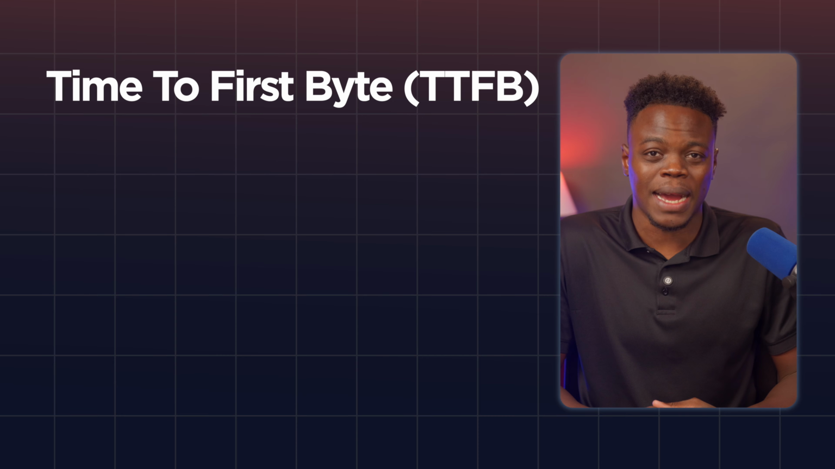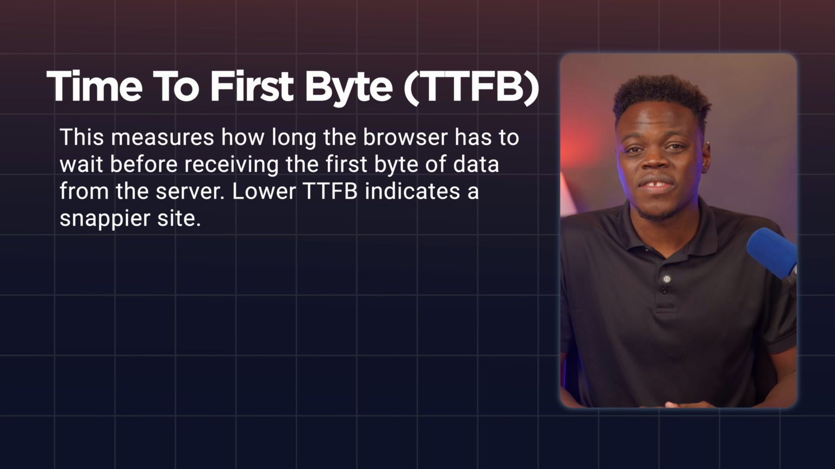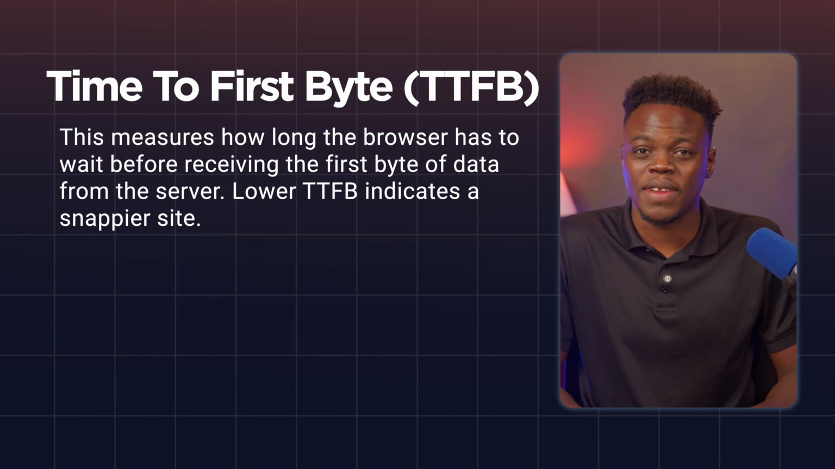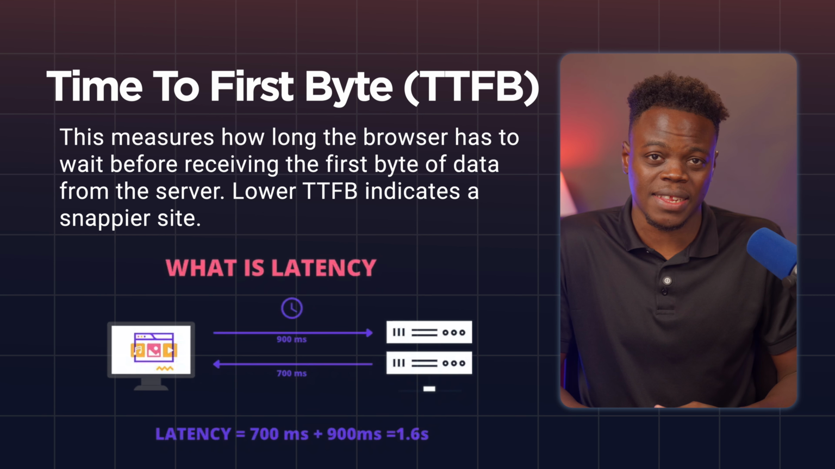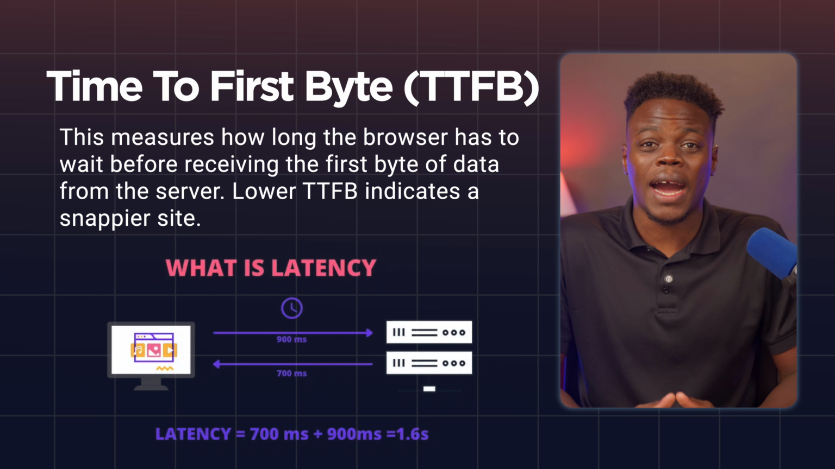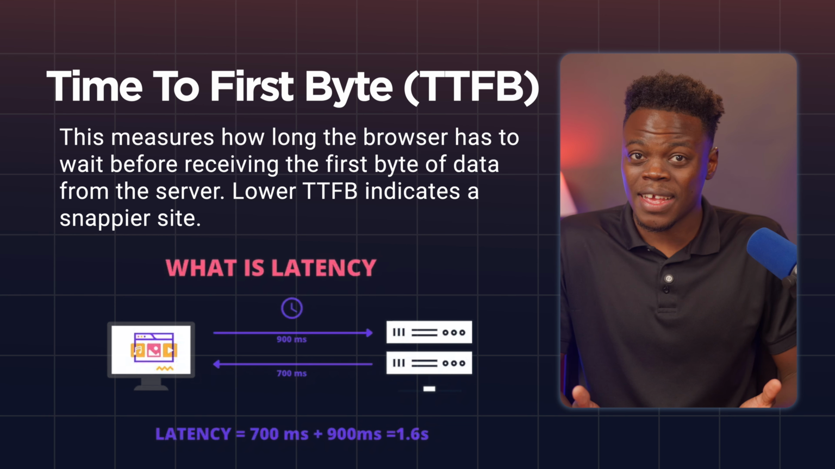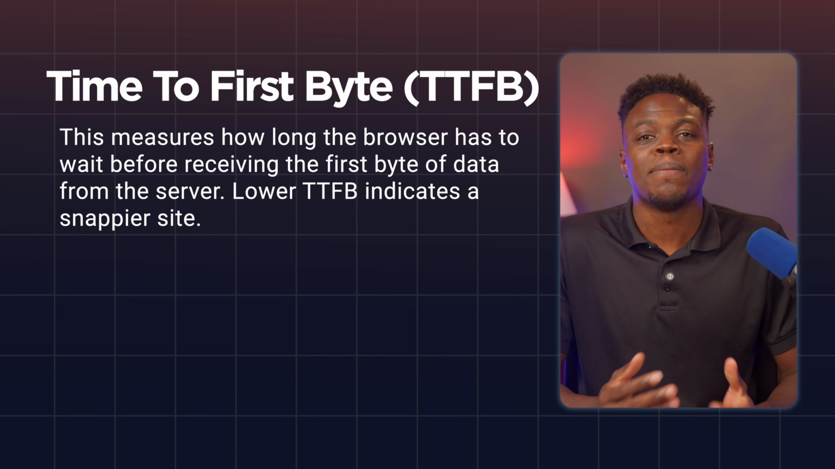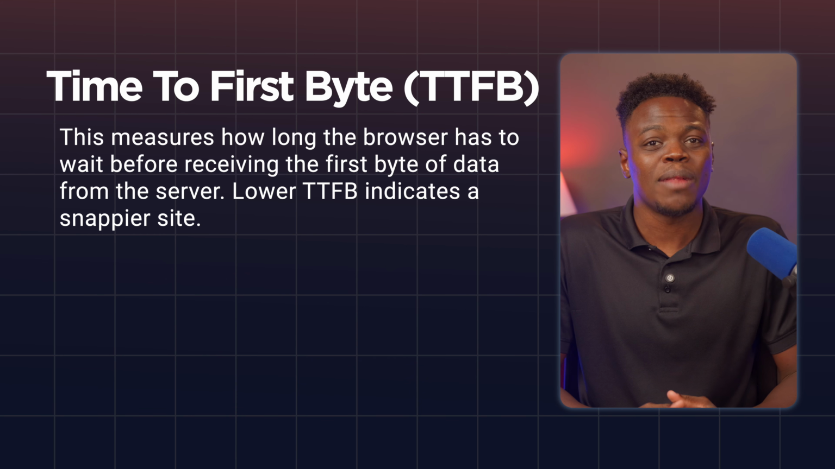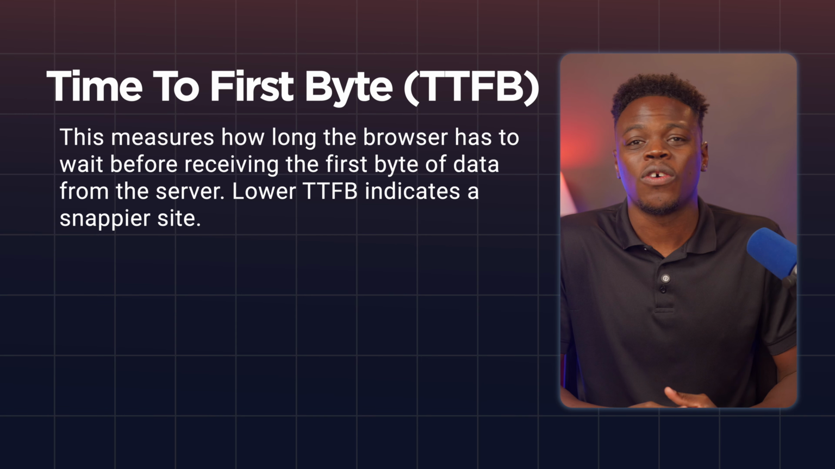Finally, time to first byte. This measures how long the browser has to wait before receiving the first byte of data from the server. Lower TTFB indicates a snappier site. Now, the first cause of high latency or high TTFB is distance. Therefore, using a CDN will improve the time to first byte metric by minimizing the distance and helping the content to be delivered faster on the visitor's screen.